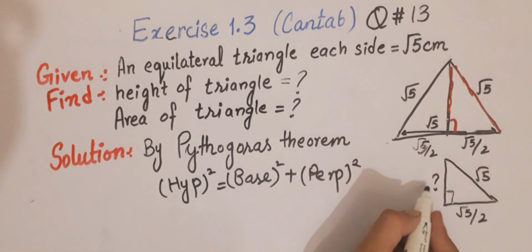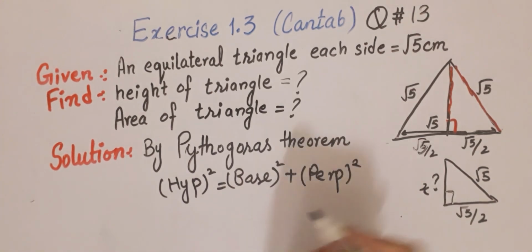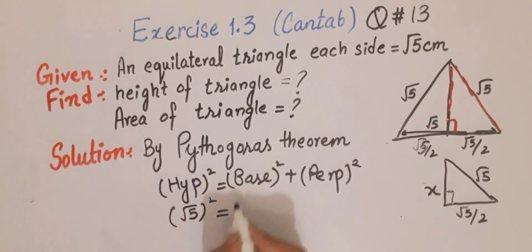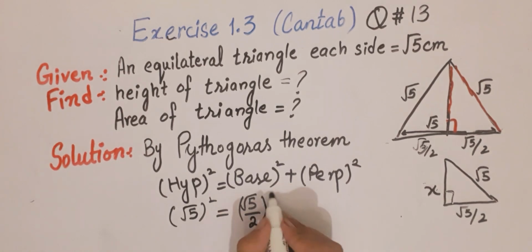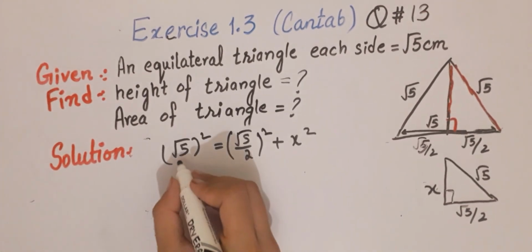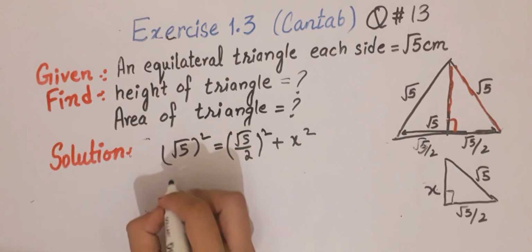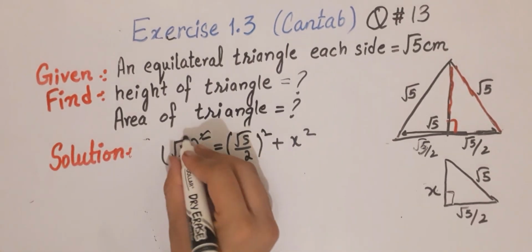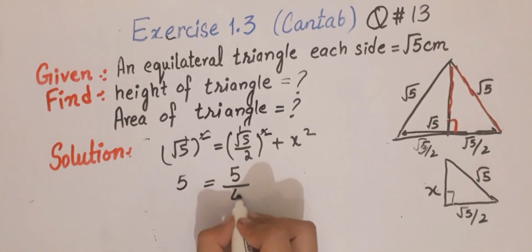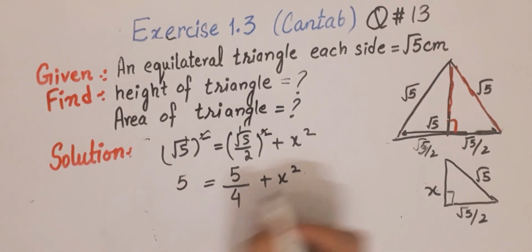We can suppose this as x. So we can write hypotenuse, which is equal to square root of 5 whole square, and base is equal to square root of 5 by 2 square, and perpendicular is x square. Now we will solve this. This square will be cancelled by this square root, we have 5, and this square will be cancelled by this square root, we have 5, and 2 square is 4 plus x square.